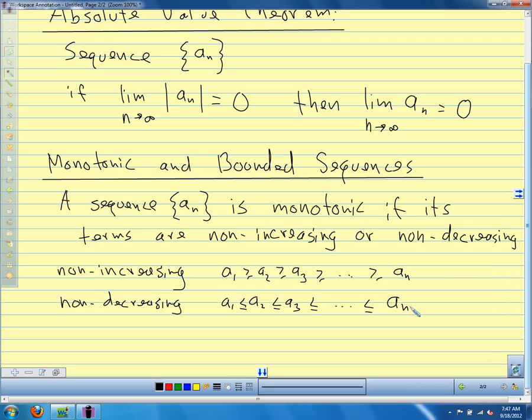So if either one of these conditions is true, our sequence is called monotonic. So it's either constant or it's going up with every term or going down with every term. So that's our definition for a monotonic sequence. Now we want to talk about what we mean by a bounded sequence. Are we clear with what we mean by monotonic? Okay. All right, so a bounded sequence.